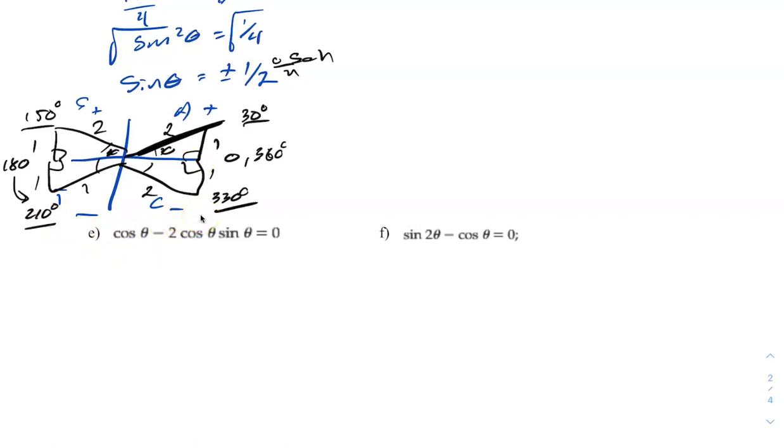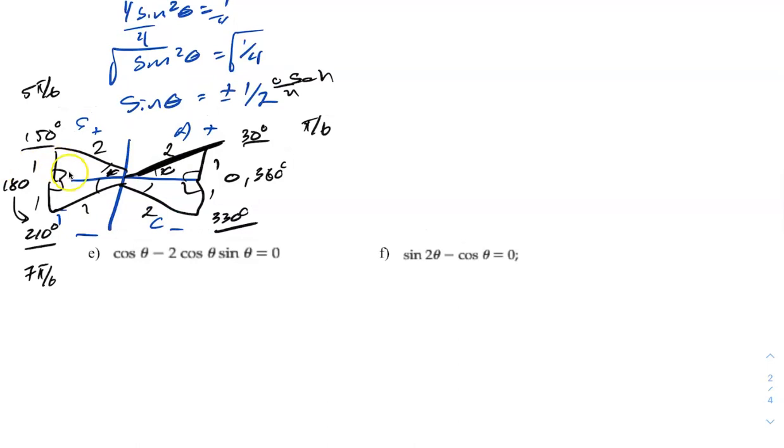If I was doing radians, you just have to remember 30 is pi over 6. This would be pi over 6. This would be 6 over 6, so 1 less would be 5 pi over 6. 1 more would be 7 pi over 6. And then over here, this one, this is 6 over 6, go all the way around, 12 over 6, and 1 less will be 11 pi over 6.